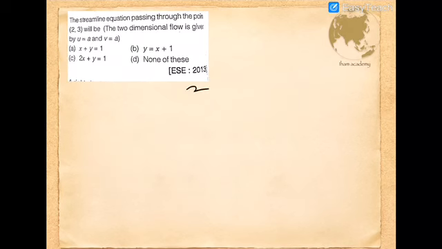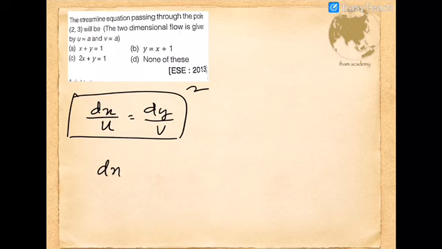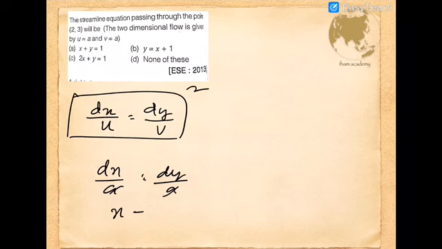This question was asked in 2013. The streamline equation passing through the point 2, 3 will be. So we know the idea. The equation for streamline is dx by u is equal to dy by v, which is equal to dz divided by w. Since this is a two-dimensional case, we can only consider these two. So substitute the values. U is equal to a constant value a, v is also equal to a. So this will get cancelled. If we go for integration, you will get x is equal to y plus a constant.